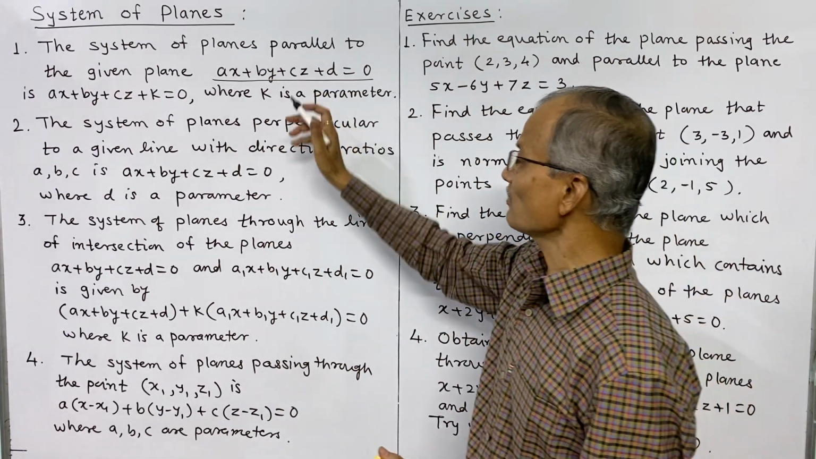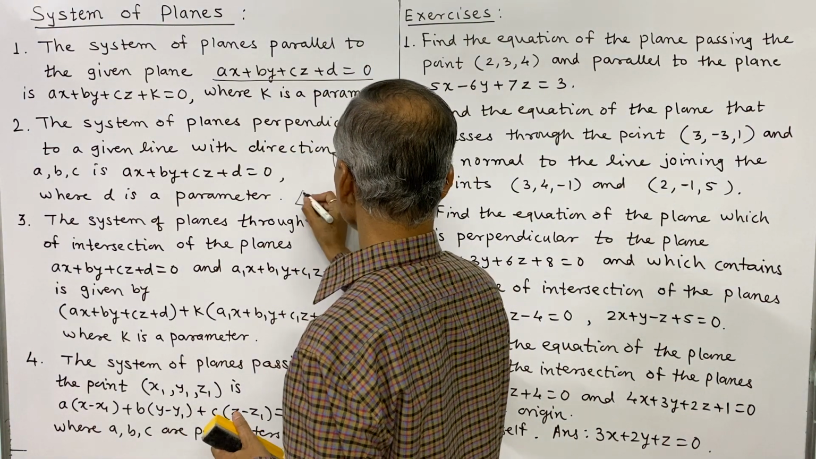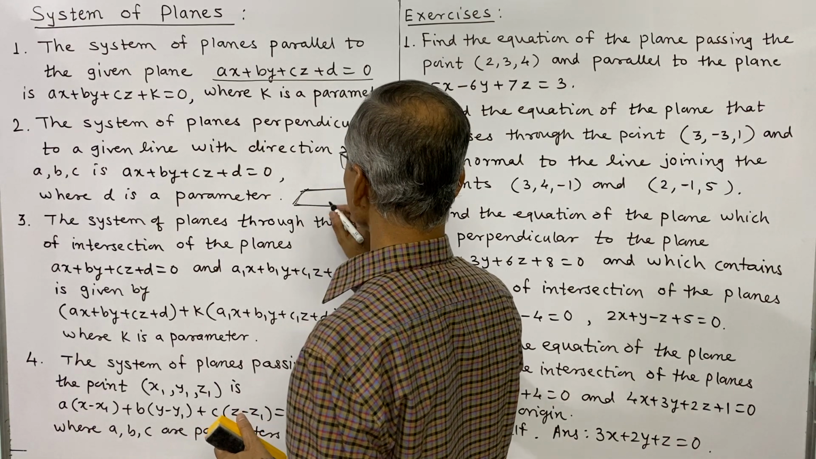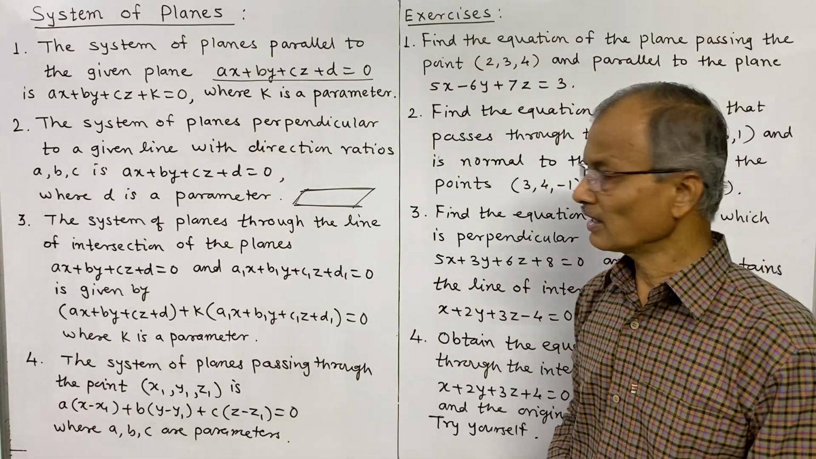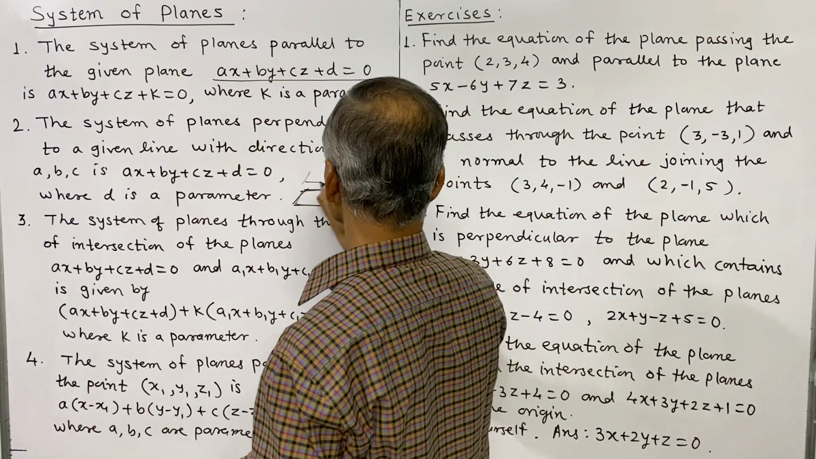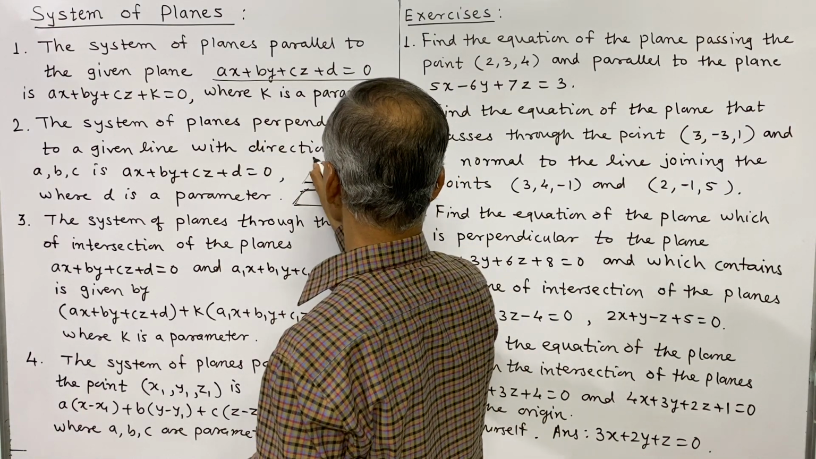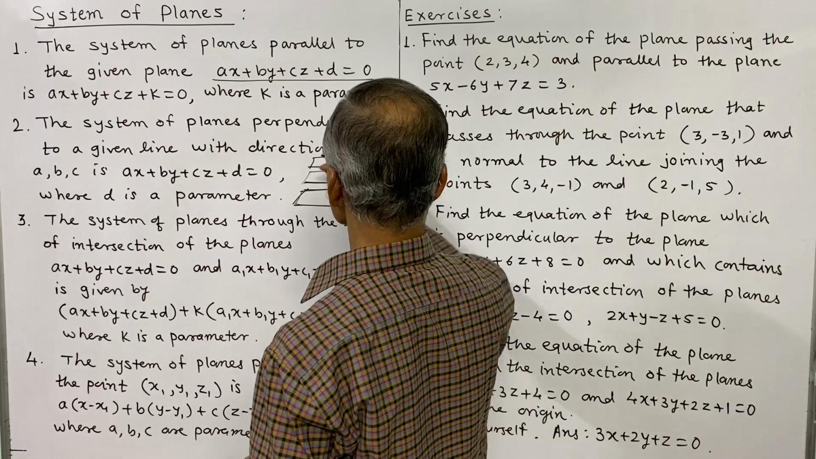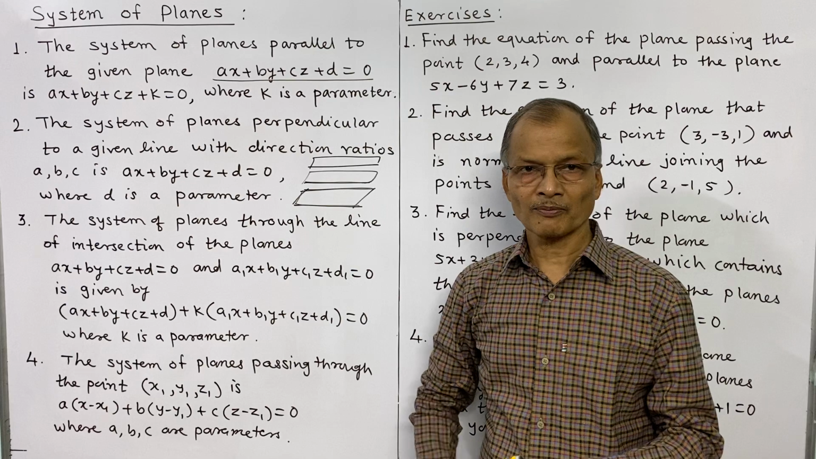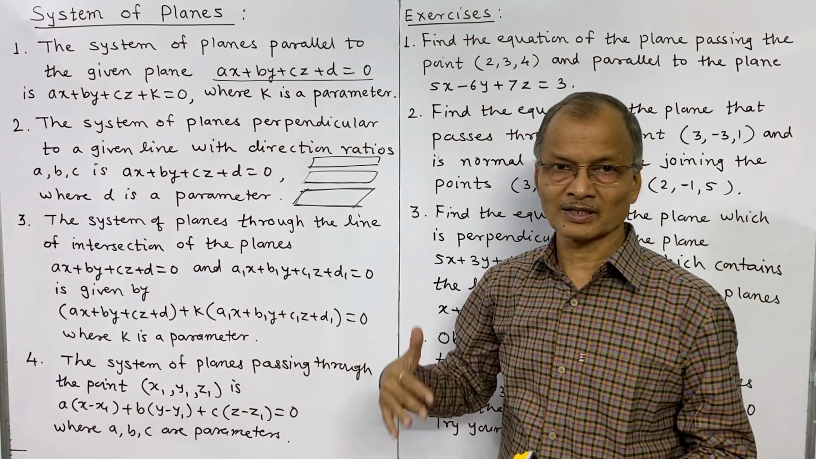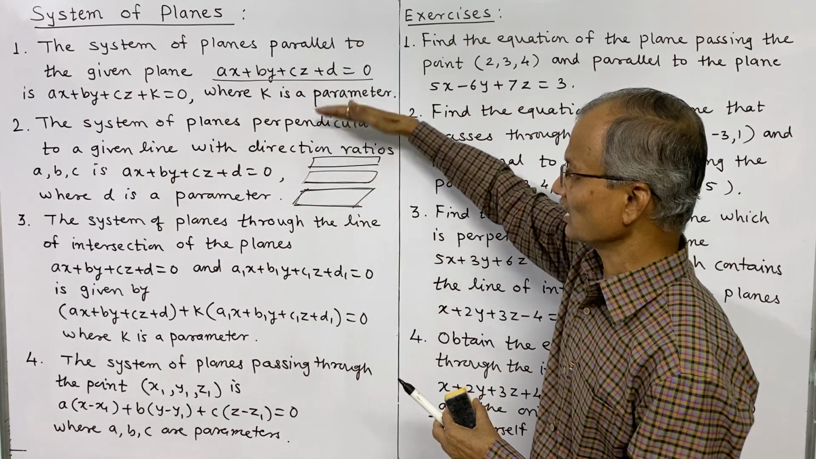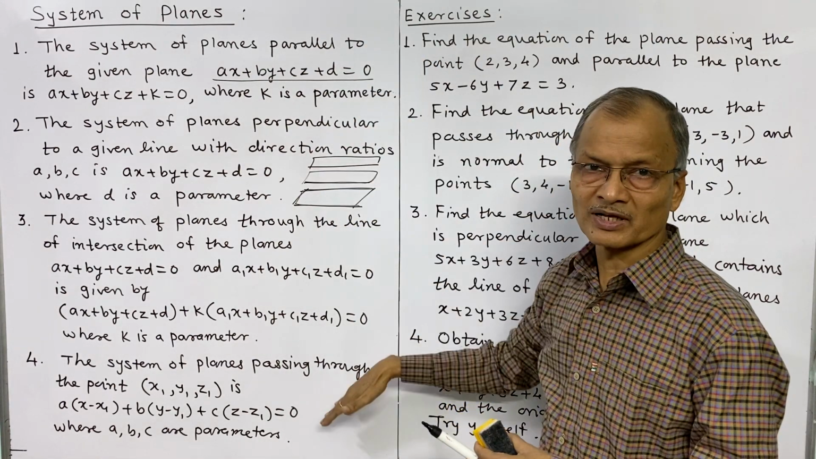If this is the one given plane, how many planes will be parallel to it? Obviously there will be infinitely many planes which are parallel to this plane. For example, the floor and the ceiling are parallel to each other, and this is a system of planes which are parallel to each other. An infinite number of planes will be there.